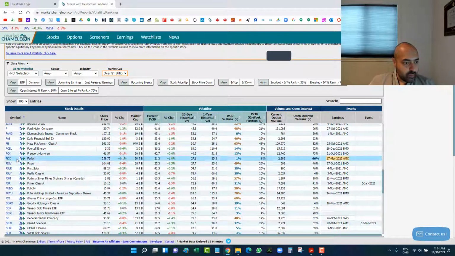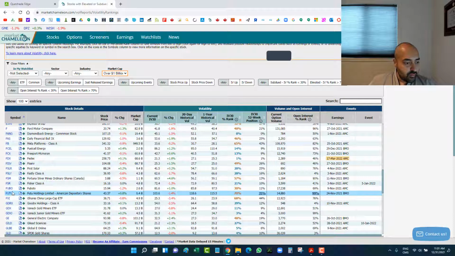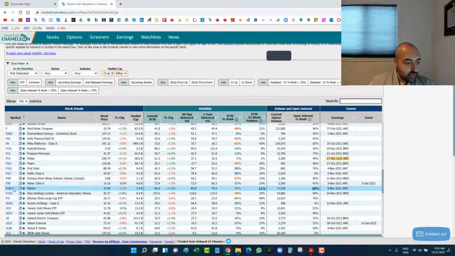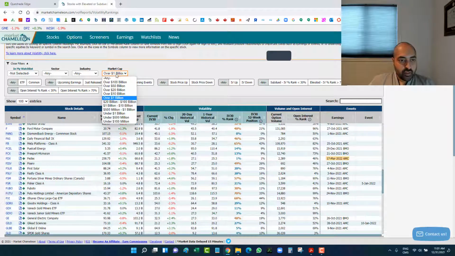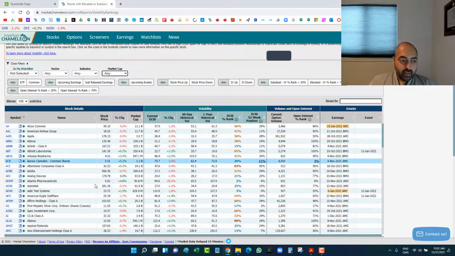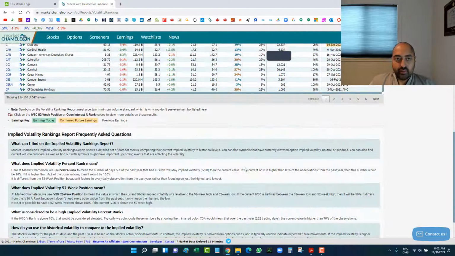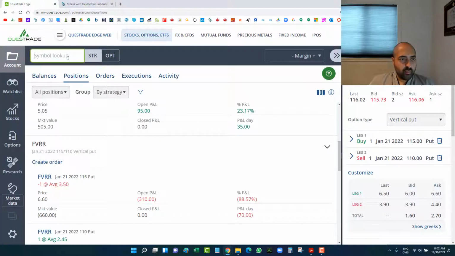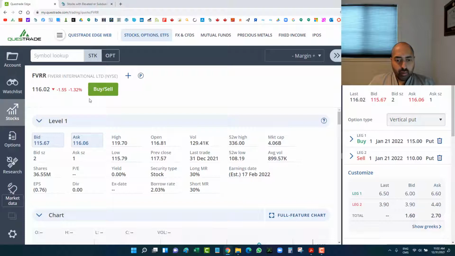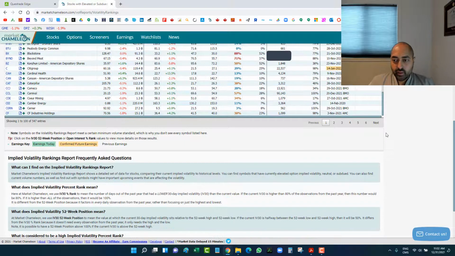Is it under $1 billion or something? Why can't I find it? FVRR. All right, that's interesting. Over $1 billion. Okay, let's say anything then. That's sad if Fiverr is below $1 billion. I don't think Fiverr is below $1 billion. FVRR market cap is 4 billion. So why isn't it showing over here?